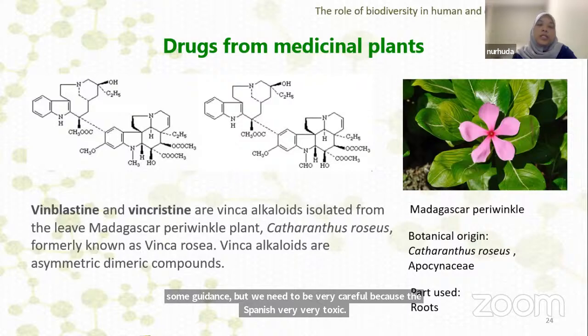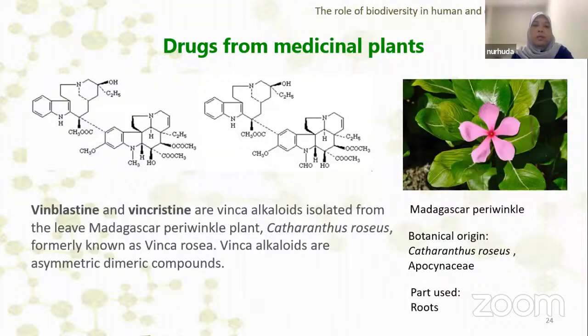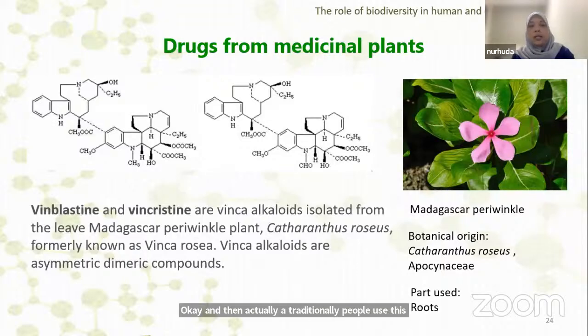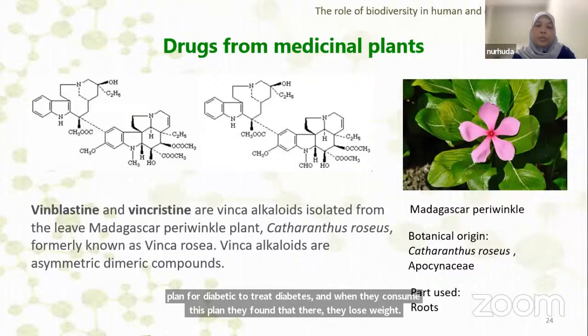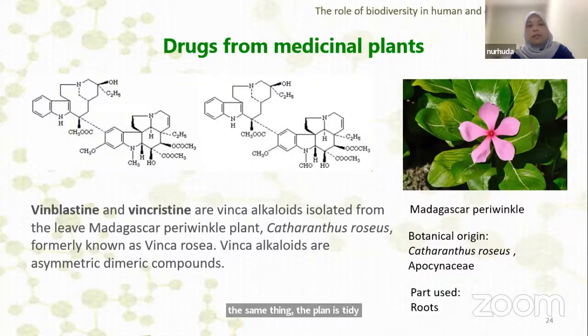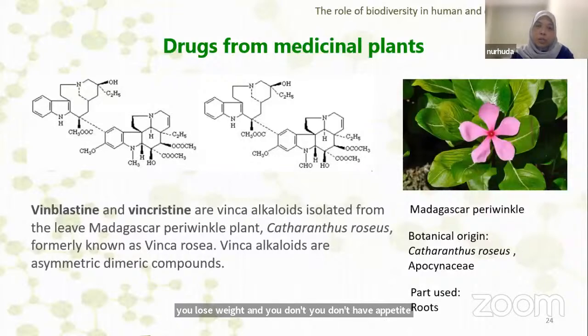Okay, and actually traditionally people used this plant for diabetes, and when they consumed this plant, they found that they lost weight and the blood sugar level reduced. From that, scientists took the plant and studied it, and they found this plant is very toxic. What happened was it actually poisoned your body, and then you get sick and you lose weight, and you don't have appetite to eat, so your sugar level is lowered.